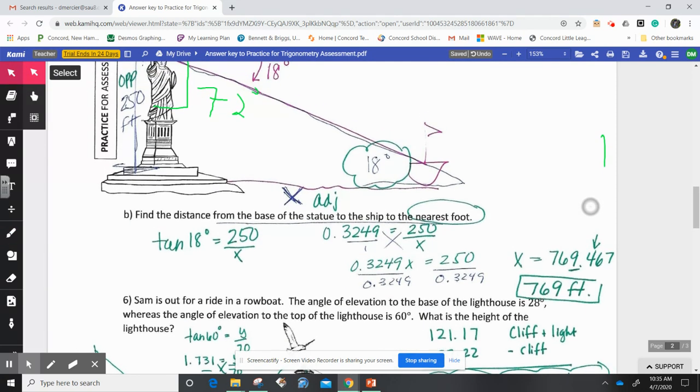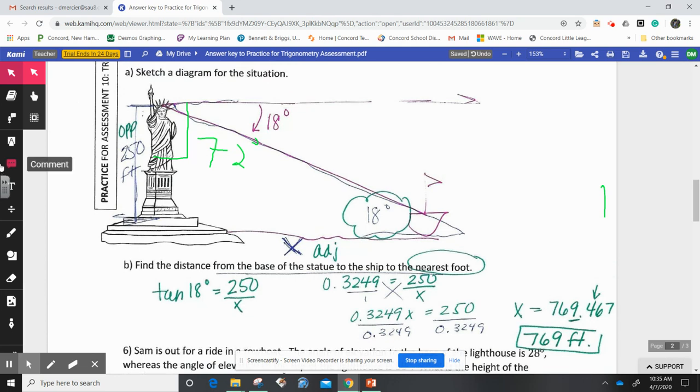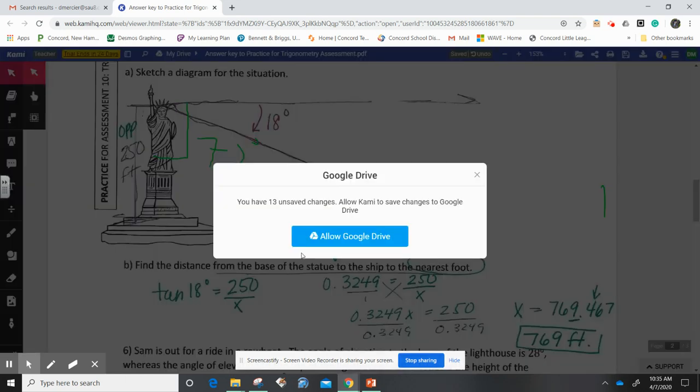So the tangent of that angle is going to equal the opposite over the adjacent, right? So from this angle, this is going to be the opposite. This is going to be the adjacent. If I wanted to use the 72, I could. It would be tangent of 72 equals x over 250.